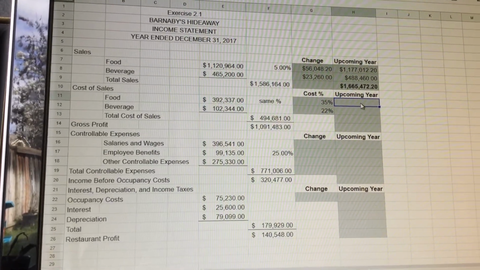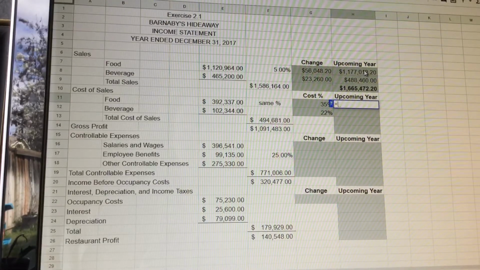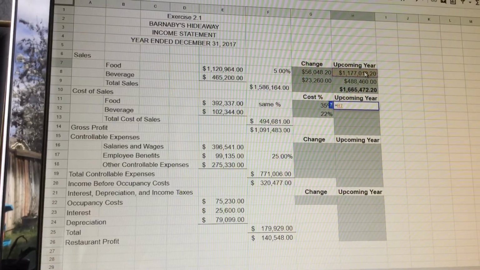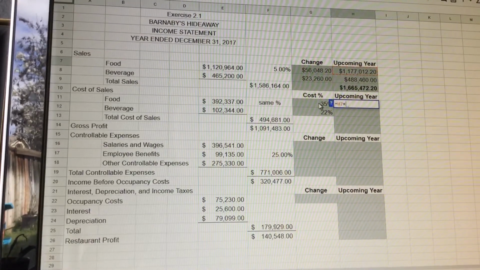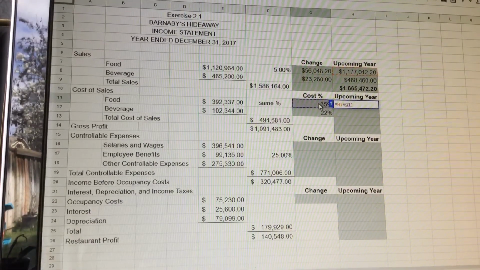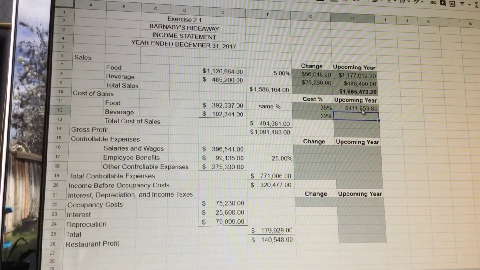So we're going to take the equal sign again, and we know what our upcoming year food sales is. So we're going to take that and we're going to multiply it by our food cost percentage, 35%, and that's going to tell us how much.